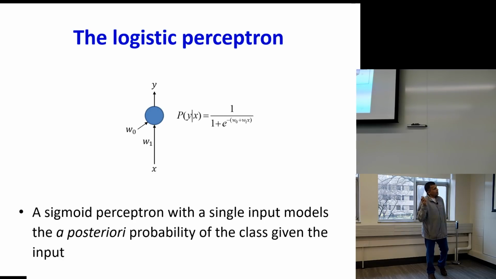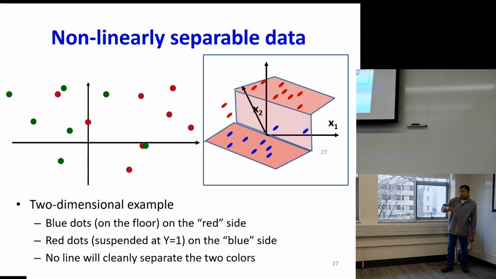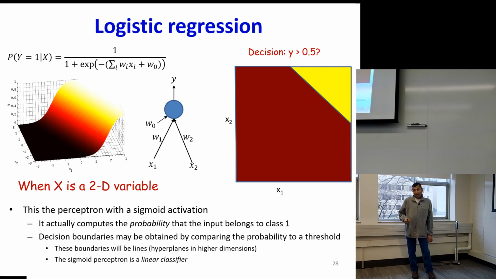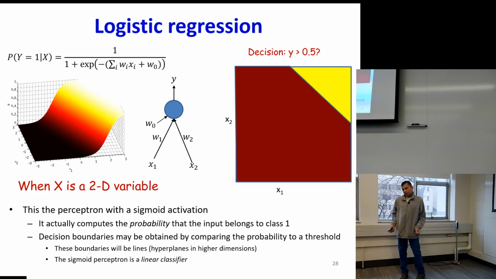Now, if I have a two-dimensional example, this is the same figure that you saw earlier. You have blue dots on the floor. On the red side, red dots suspended at y equals 1. No line or hyperplane is going to clearly separate the points. But then I can try to fit a logistic regression, a two-dimensional logistic regression over two variables, a bivariate logistic regression on the scatter, and the function is going to look something like the surface to the left. This is just a perceptron with 2 inputs and a bias, right?